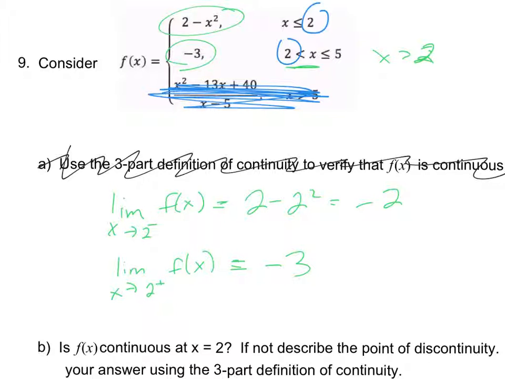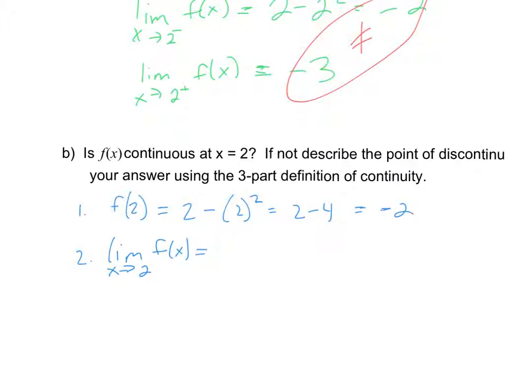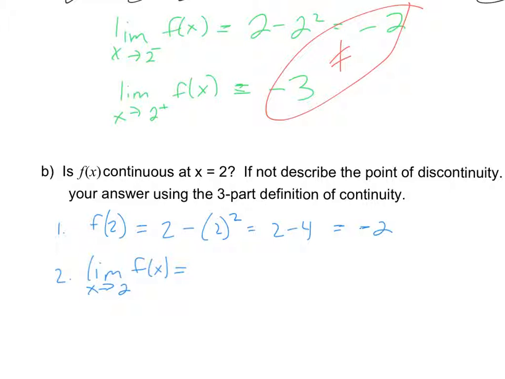So I've got left-hand limit -2, right-hand limit -3, not equal to each other last time I checked. So a different situation than we had before. When I get down to number 2 here, because I have unequal one-sided limits, I've got does not exist for my limit as x is approaching 2.